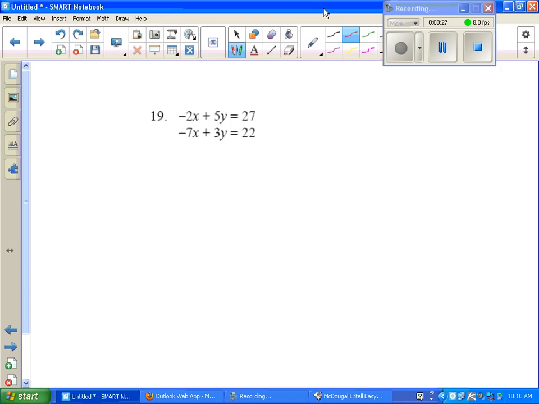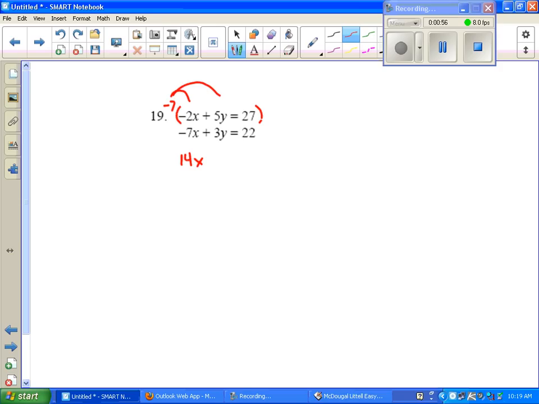I'm going to take that first equation and get negative 2x to become positive 14x. So in order to create positive 14x out of that first equation, you need to multiply everything in that equation by negative 7. This is where this starts to become kind of a little bit more difficult. Negative 7 times negative 2x gives you a positive 14x.